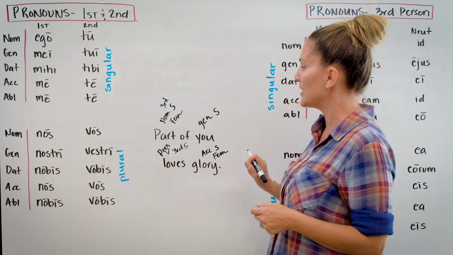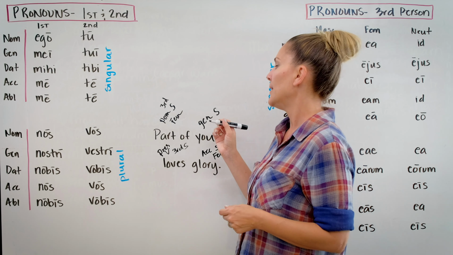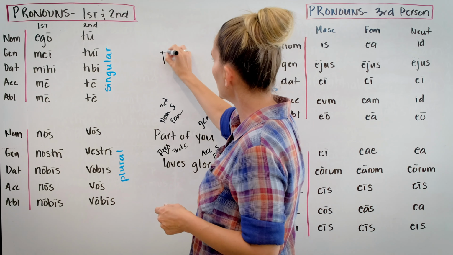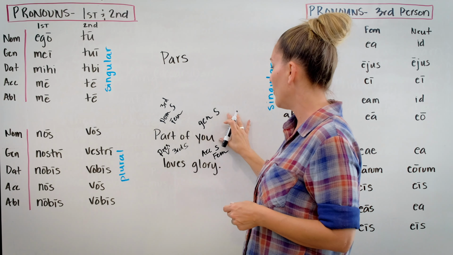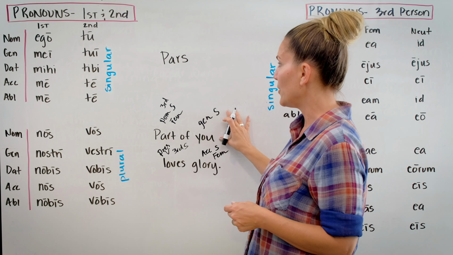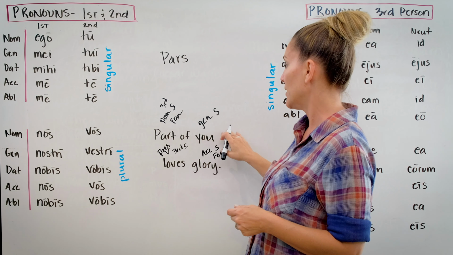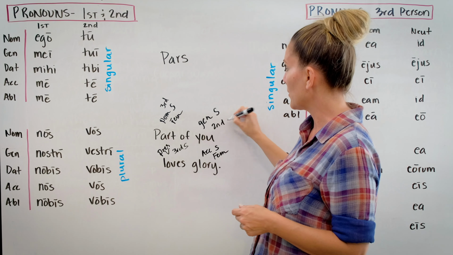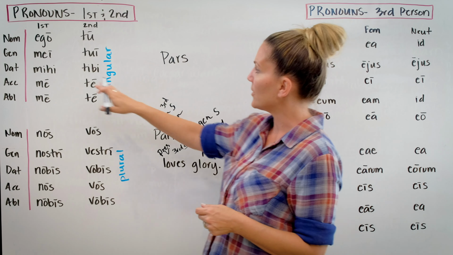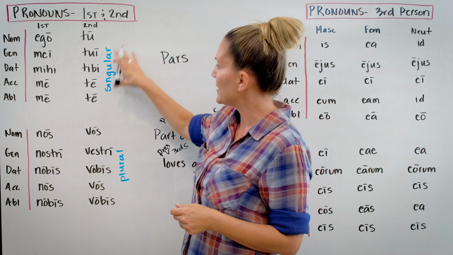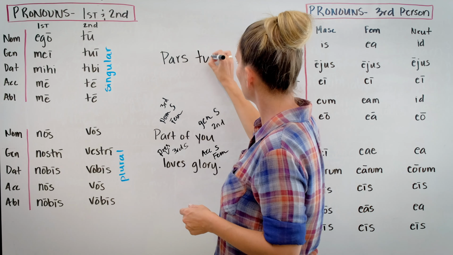All right, so let's put this all together. So what is my nominative singular feminine ending for part? It would be pars. And then next will come my genitive, my of you. So I'm just going to plug in a genitive singular, second person. So this is the second person form of the word you. So here's my genitive, here's my singular up here, and my second person. So it would be tui.